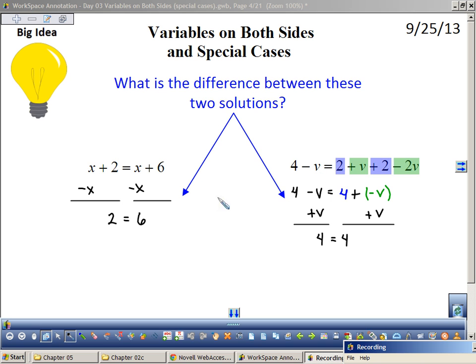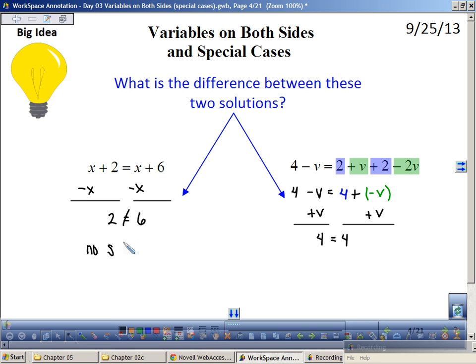All right, so Mario, what is different between these two solutions? This one is no solution. If we take an x off of each side, which is legal, right? That's a balanced move. We can take an x off of each side. But if we do, we get 2 equals 6, and 2 doesn't equal 6. So that's no solution.